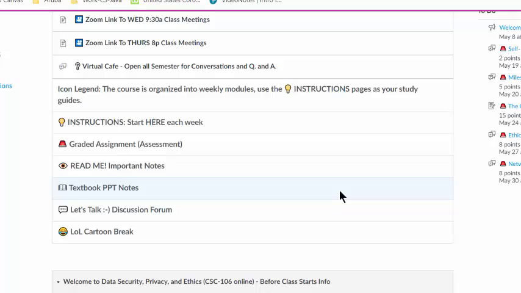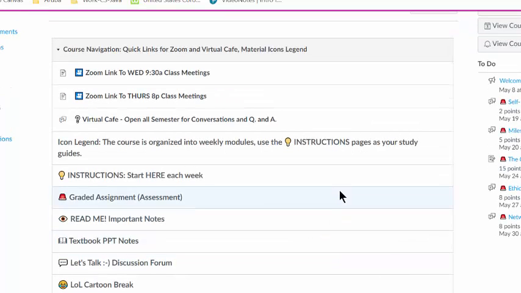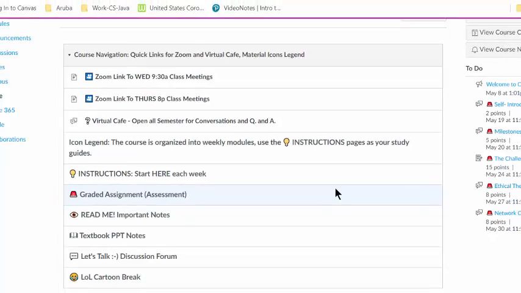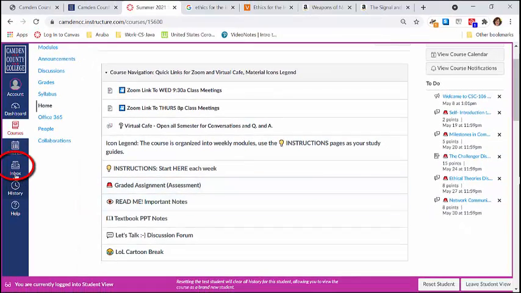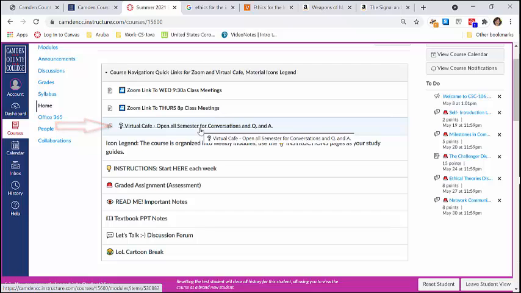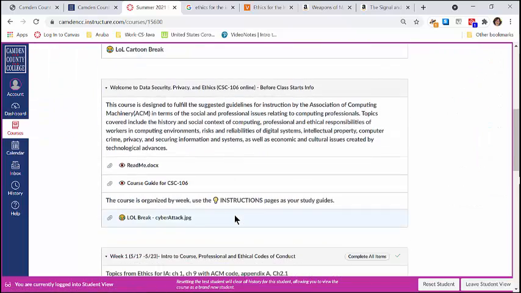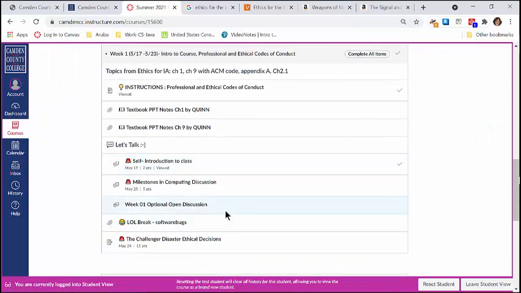Now the best way to contact me, I'll actually post a little note in here. For personal matters, the best way to reach me is to use Canvas Inbox. For a general question or comment or issue, or you saw something really interesting you want to share with the class, you can post that in the virtual cafe, and this is available all semester. If you have something that's specific to the week we are studying, there are open discussion units set up in each week's module that you can use.